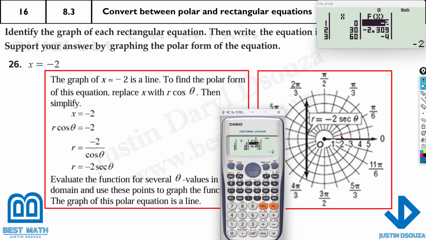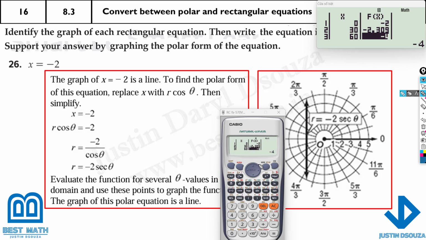Minus 2. See, at 0, that is over here, it's minus 2. Yes, that's minus 2. What about 30 degrees? 30 degrees, this line. Minus means you go opposite. See, it's 1, 2, 2.3. This is the point. At 60 degrees, 60 is this line. You go 1, 2, 3, 4. Can you see it's exactly at 4?